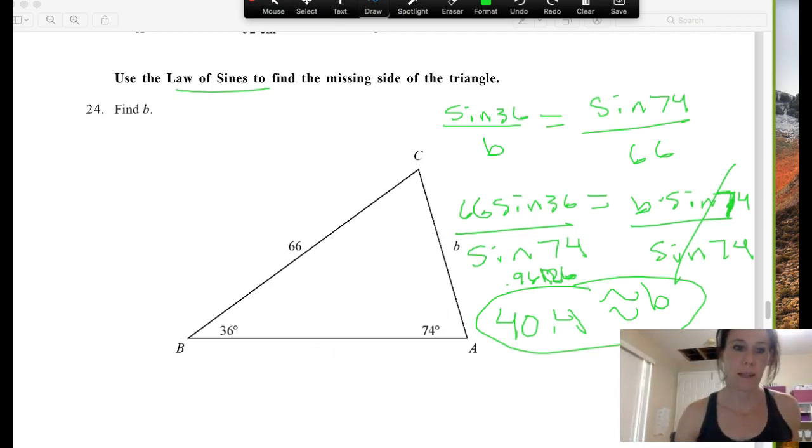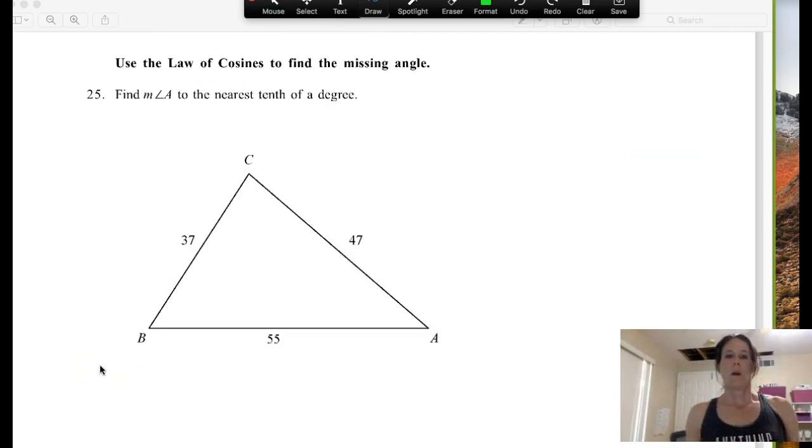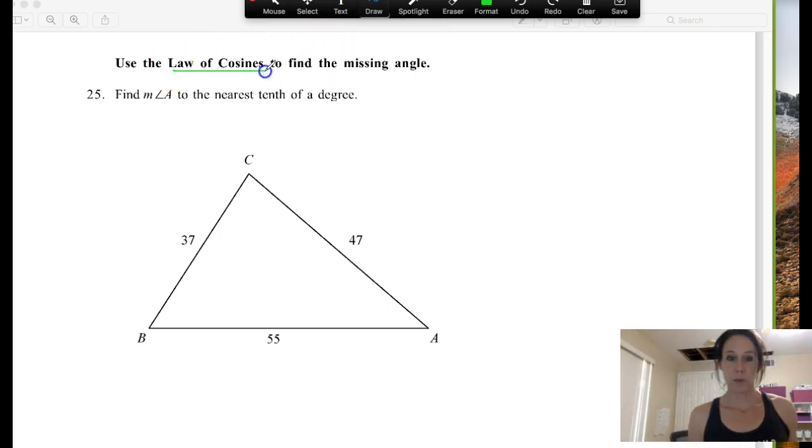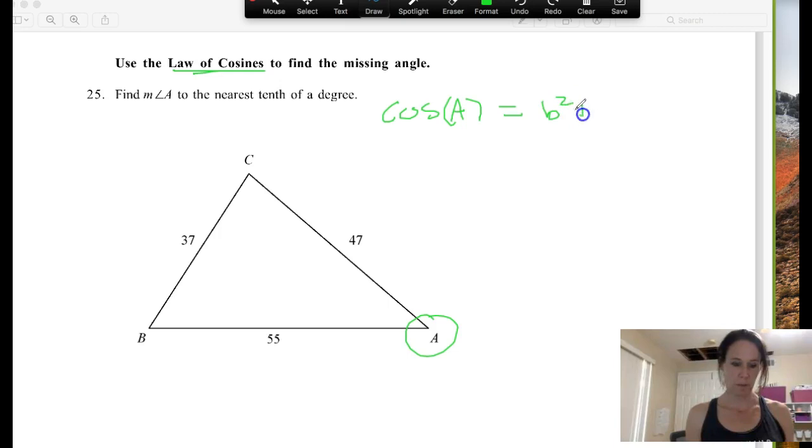All right, and the last one. This one tells us to use law of cosines. There's a couple different formulas for law of cosines. It depends on what angle you need to find. We want to find angle A. So since we're finding angles, the law of cosines for angles would be cosine of A equals B squared plus C squared minus A squared, all over 2 times B times C. That is for cosine of A.